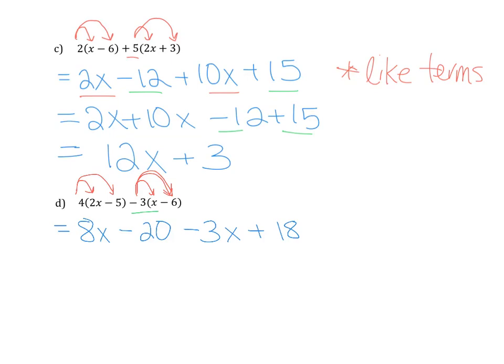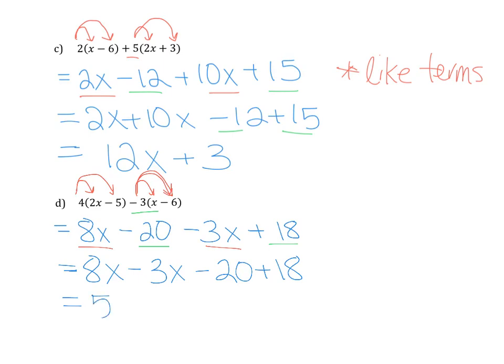Okay, let's put the like terms beside each other. We have 8x minus 3x. Then we're going to have negative 20 plus 18. And let's go and evaluate that. Simplify that. Both words mean the same thing. 8 apples minus 3 apples gives us 5 apples, for instance. Then we have, always being careful with negatives, negative 20 plus 18 gives us negative 2.